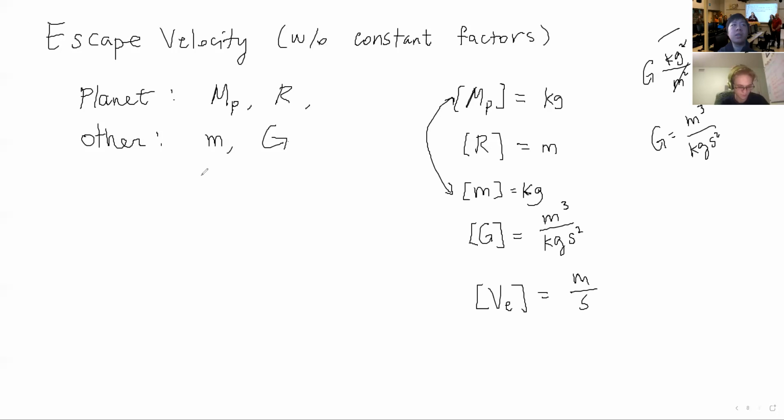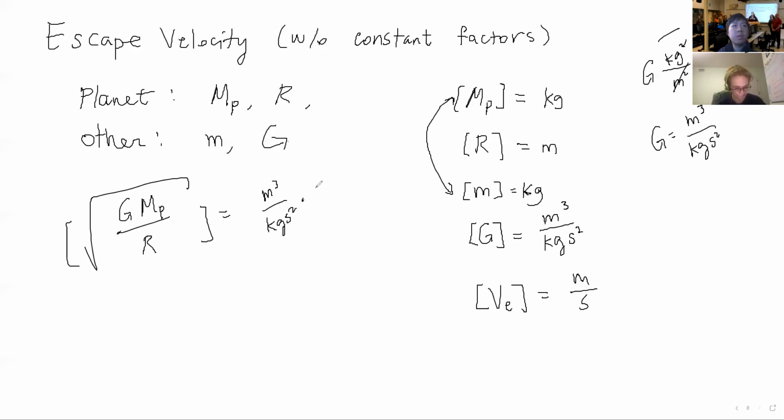So Muhammad says the square root of G M_p over R. And this becomes meter cubed over kilogram second squared times kilogram over meter, square root. So boom, boom, boom, boom. And this does indeed become meter per second, right? Cool. So we actually figured out escape velocity just by using units.